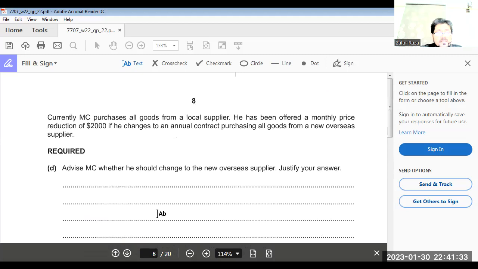Currently, MC purchases all goods from a local supplier. He has been offered a monthly price reduction of $2,000 if he changes to an annual contract purchasing all goods from a new overseas supplier. It is good when you are getting your supplies at a lower rate from a foreign supplier. That would definitely increase your gross margin, reduce your cost.